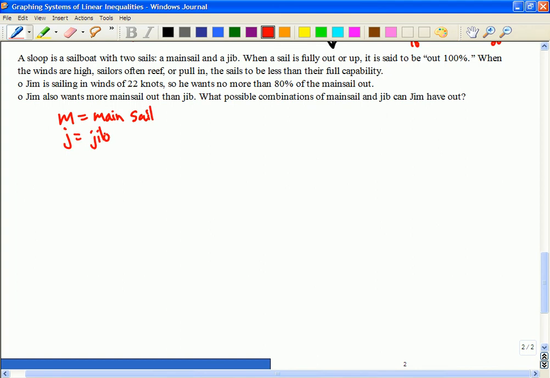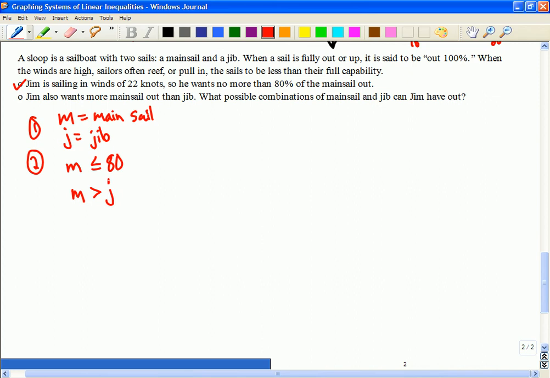Now, how are we going to do the constraints? What constraints can you tell me from this? Equal to or less than 80. So what is less than or equal to 80? The mainsail is, yeah. Okay, that's one of our constraints done. And it says Jim also wants more mainsail than jib. So how can we write that? So M more than or equal to J. More than or equal to? More than. More than, okay, so greater than.